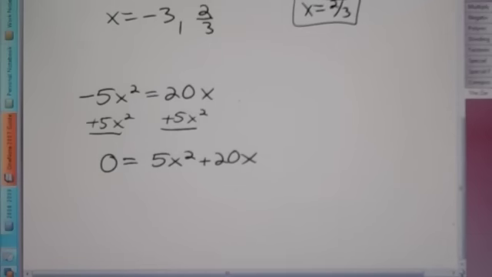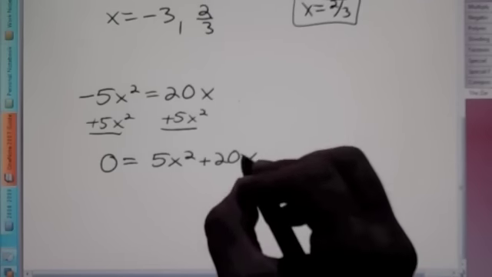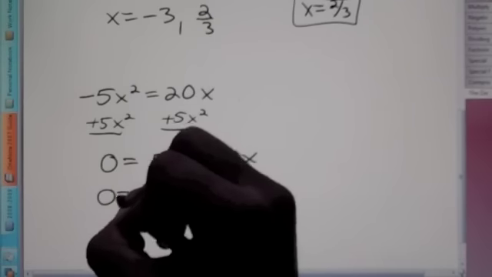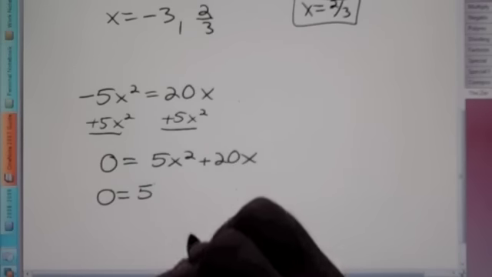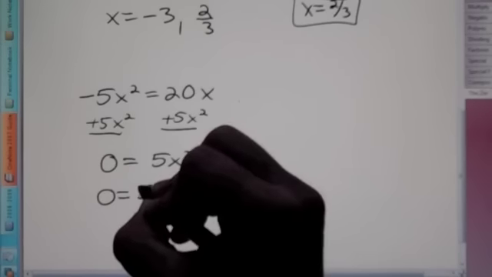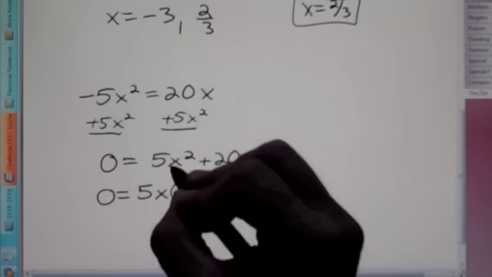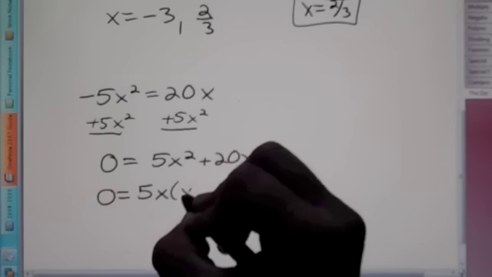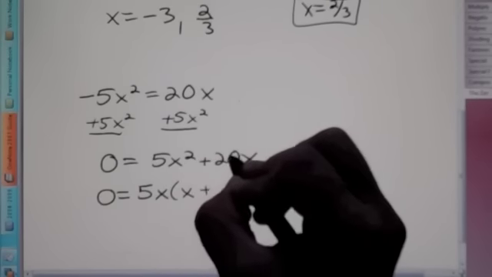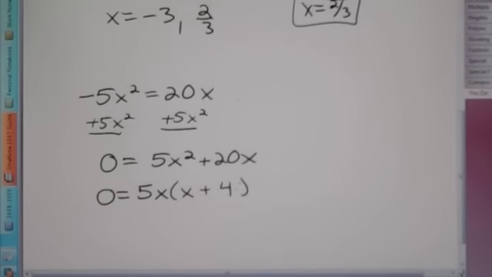So now we don't have a third term. We have x squared and x. So actually, we can just factor out what they have in common. Well, they both share a 5, so we can factor out a 5. And they both have an x, so we can divide an x out. If we do that, what we're left with is, we divided the 5 out, x squared divided by x just leaves an x, plus 20 divided by 5 is 4, and there you have it.